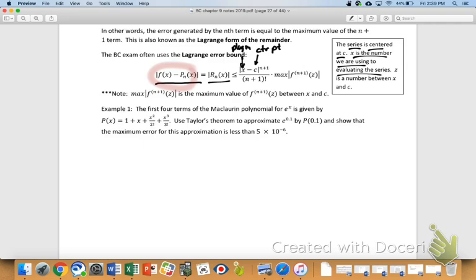N is simply your degree, right? Think of it like this: if you use the 4th degree Taylor polynomial, N is 4, so what's N plus 1? 5, right? So again, N has to do with degree.